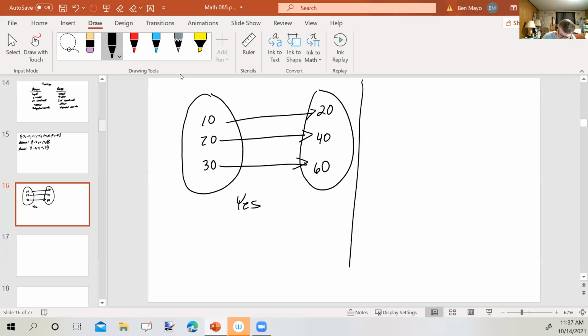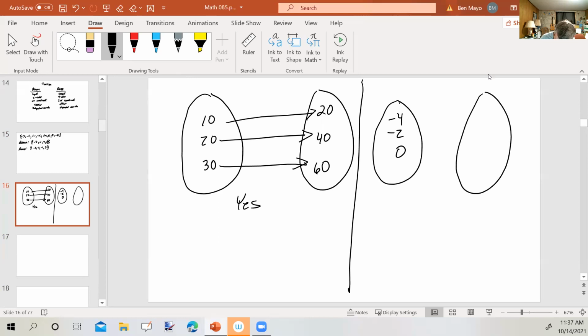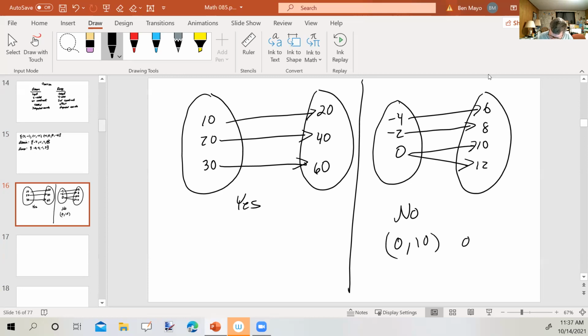But let's contrast that with this situation. 6, 8, 10, 12, -4 goes to 6, -2 goes to 8, 0 goes to 10, and 0 goes to 12. So this is not a function. Why not? Because 0 goes to 10 and 0 goes to 12. So you have one input with more than one output, not a function, okay? It still is a relation, but it's not a function.